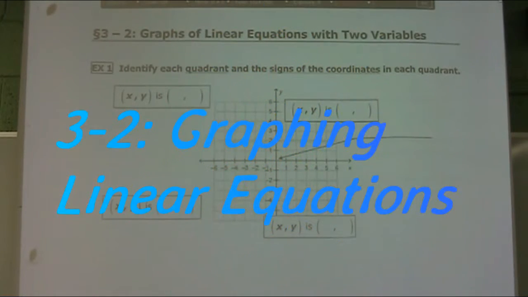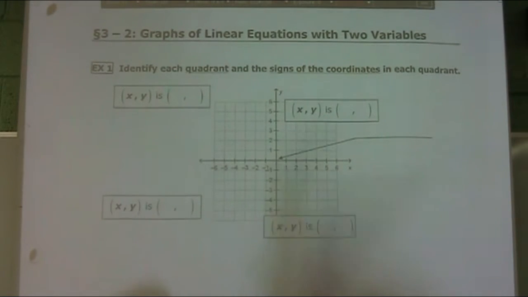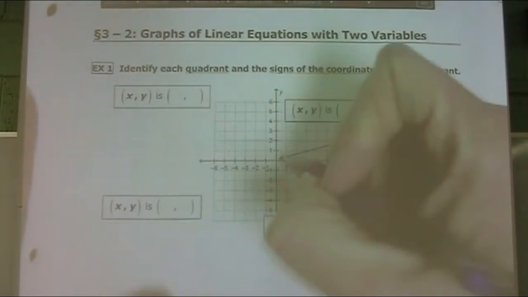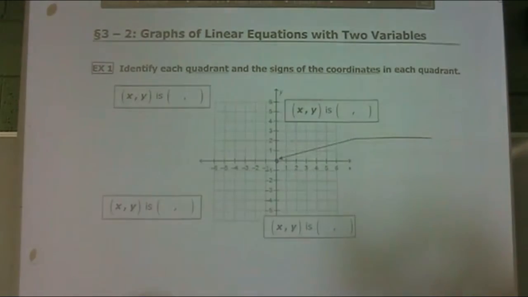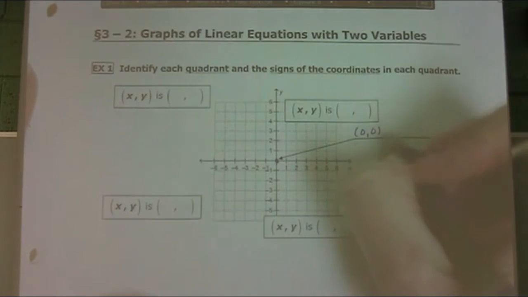The topic for today is graphs of linear equations with two variables. And the first thing that we're going to start with is the coordinate plane and identifying the parts of the coordinate plane. So first of all, on our coordinate plane, and you've worked with this before, this point right here where the axes cross is the point 0, 0. And it is also called the origin.